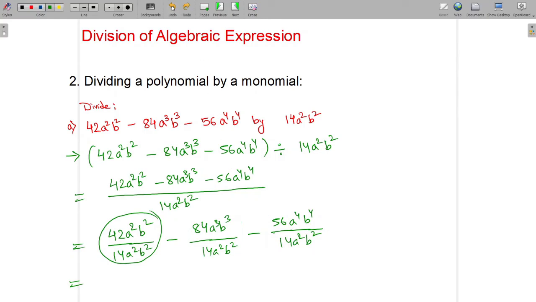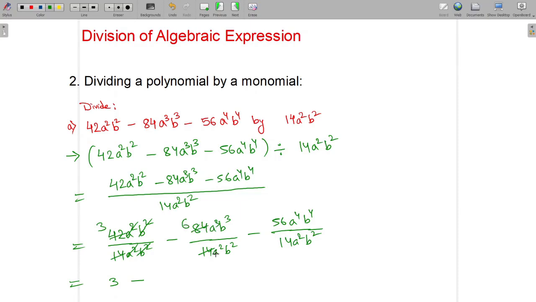So in the previous case, the first type, monomial by monomial, whatever we learned there, we will apply here. Okay, so we are going to do it directly. So 14 3s are 42, so 3. Now a square by a square, so this will get cancelled directly. Okay, b square divided by b square, so cancel directly, so no alphabet is left. Minus 14 6s are 84.